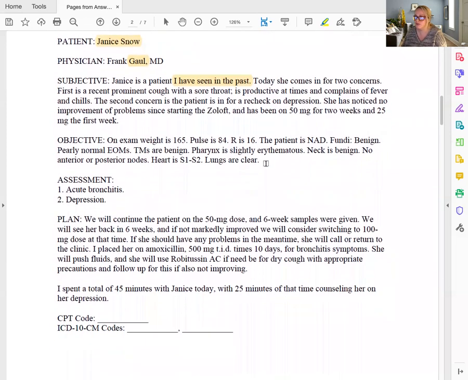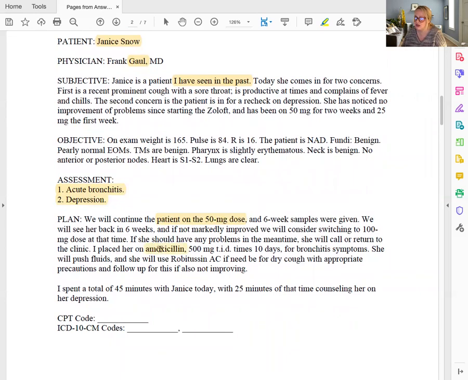So this would be a problem-focused exam. We have two conditions or problems addressed. There's discussion of prescription drug management. She's going to be coming back in 6 weeks, and if not marked improved, they'll consider switching the medication at that time. If there's any problems, she'll return to the clinic.